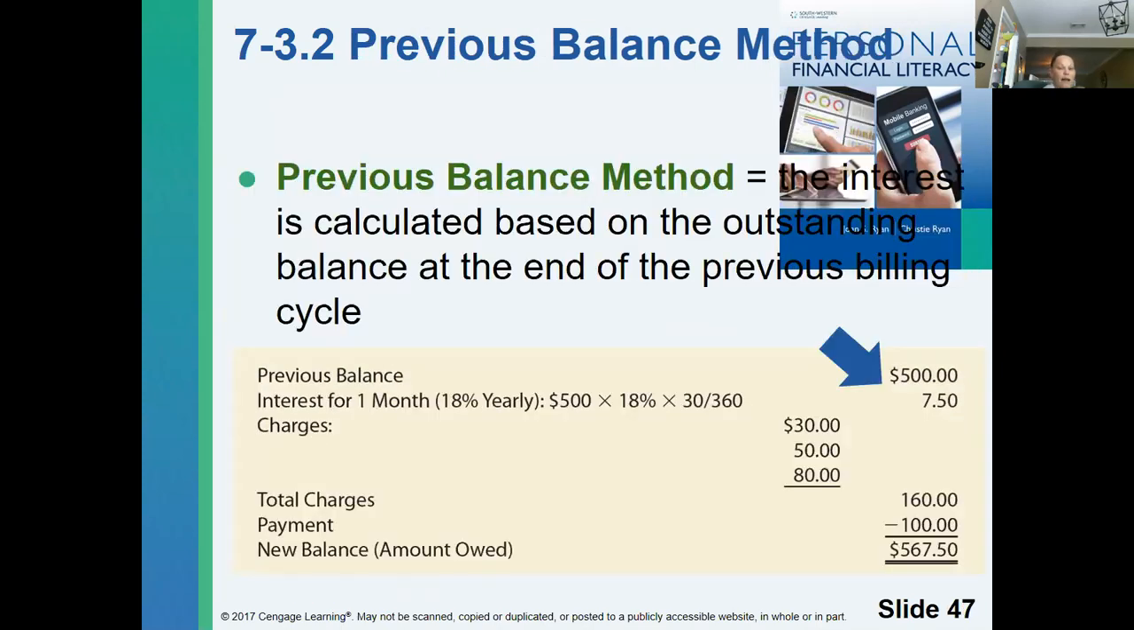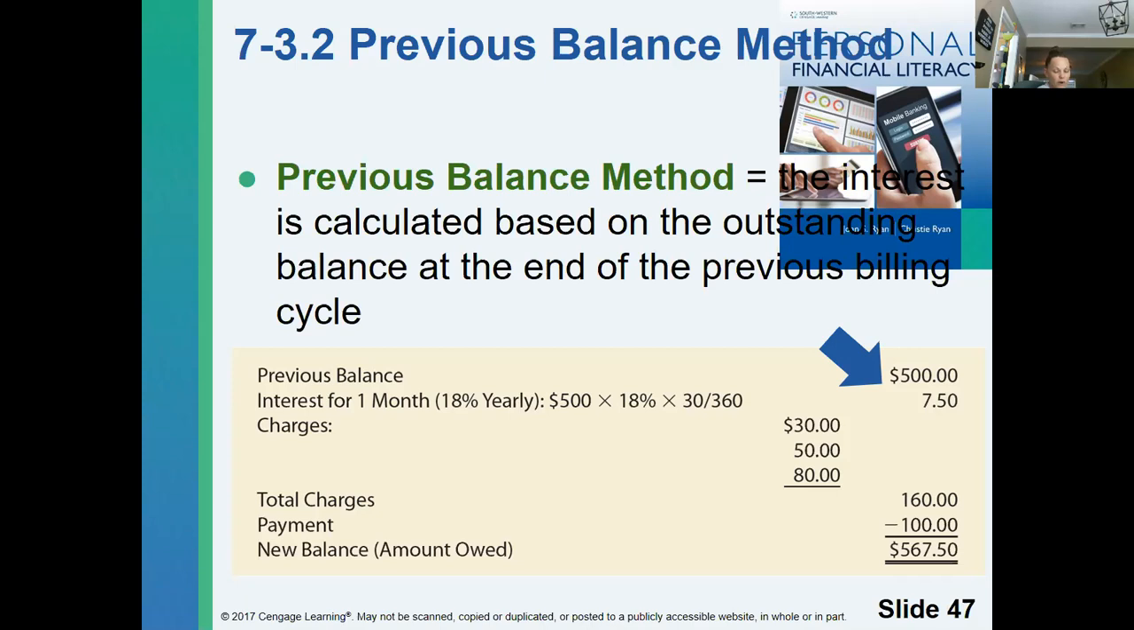Oops, the previous balance method. The interest is calculated based on the outstanding balance at the end of the previous billing cycle. So this is the same example. You had $500 from the last month. Previous balance method, they calculate your interest right then. So 18% times $500 times 30 out of 360. So the interest here is $7.50.